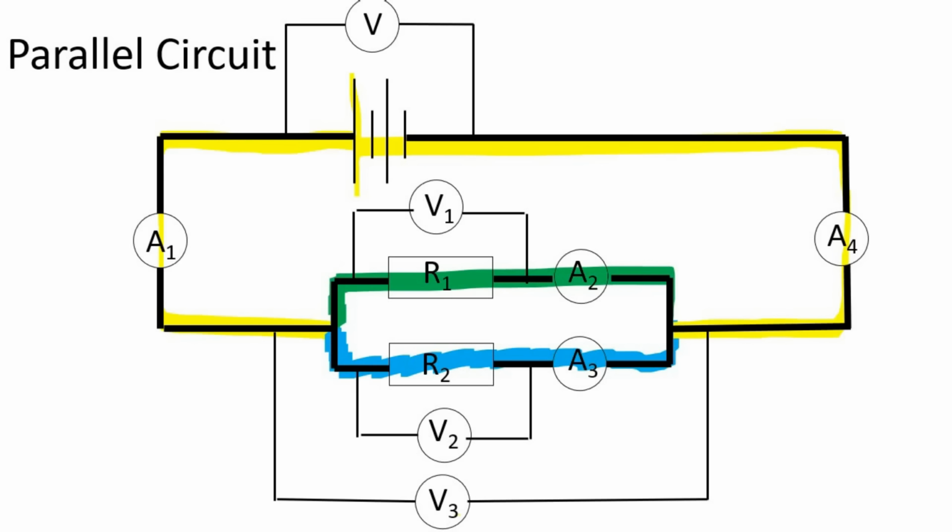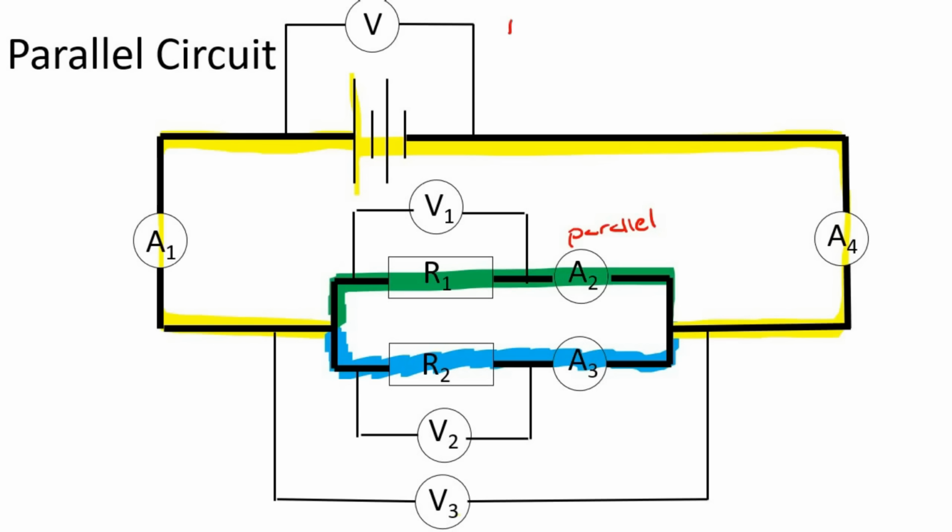Because the current had to split over here, we will say that this is a parallel part of the circuit, okay? Then all of the rest is still going to be in series. So that part's in series, and then that part is in parallel. Now, I need to teach you guys a few interesting things.